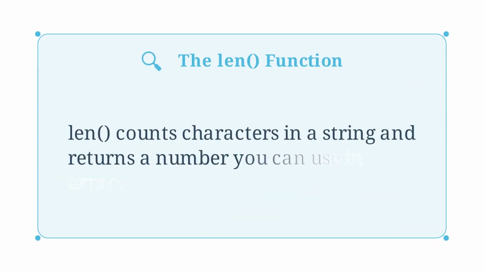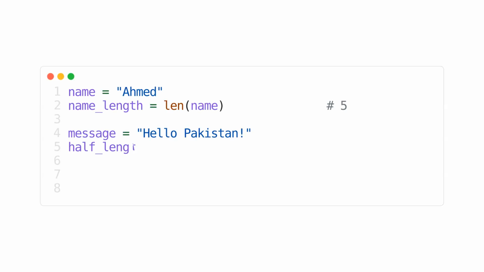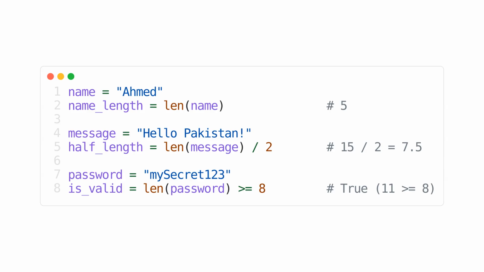Now let's explore one of Python's most useful built-in functions. Len, short for length. It counts characters in any string and gives you back a number. The beautiful thing is, you can use that number in expressions right away. Look how powerful len becomes. "Ahmed" has 5 characters. "Hello Pakistan" has 15 characters, so half that length is 7.5. And here's a great real-world use, checking if a password is at least 8 characters long. 11 is greater than or equal to 8, so that's True.